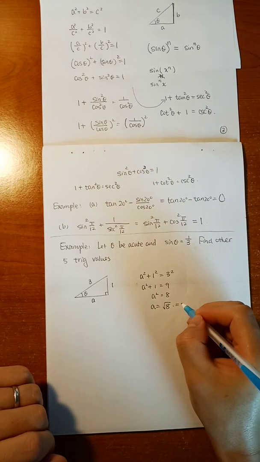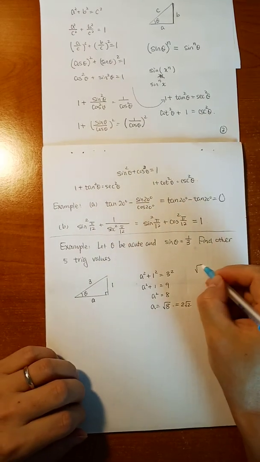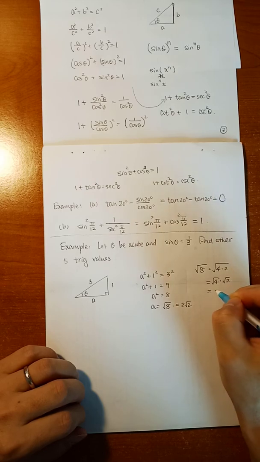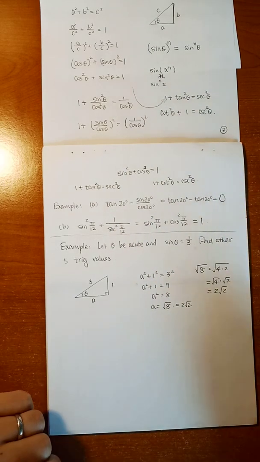Square root of 8 is also 2 times square root of 2. How do you get it? 8 is 4 times 2. Square root of 4 times 2 is square root of 4 times square root of 2. Square root of 4 is 2. So it's 2 times square root of 2.